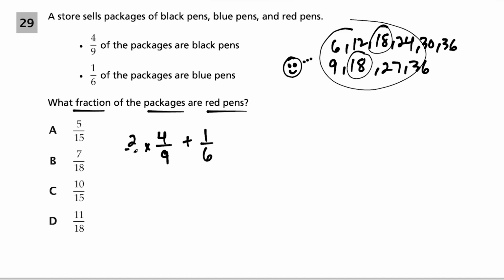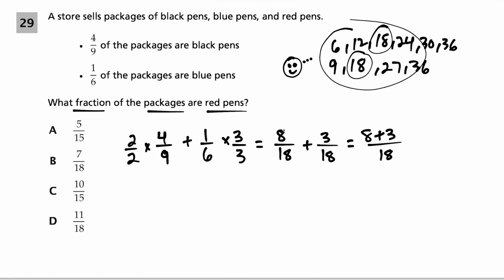So here I'm going to do times 2 over 2, and here I'll do times 3 over 3 to make common denominators. And now we have 2 times 4 is 8, over 2 times 9 is 18, plus 1 times 3 is 3, over 6 times 3 is 18. And now I have 8 plus 3 over 18. Remember, when I have common denominators, I just add or subtract the numerators, and I keep the denominator the same. And then 8 plus 3 is 11, so I have 11 over 18.